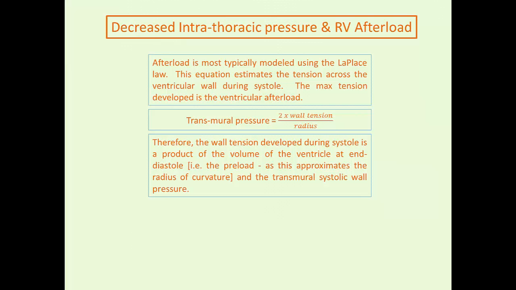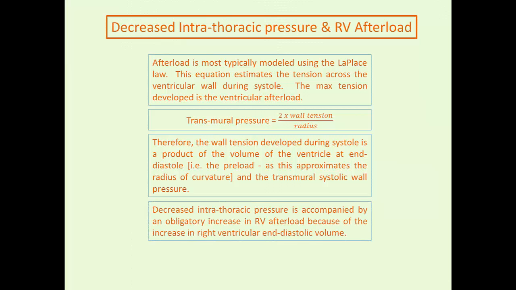And therefore, the max wall tension that occurs during systole is a product of the volume of the ventricle at end-diastole. That is the preload. So you can see preload and afterload are actually intertwined, as it approximates the radius of curvature and the transmural systolic wall pressure. And the transmural pressure, again, is the pressure within the ventricle less the intrathoracic pressure.